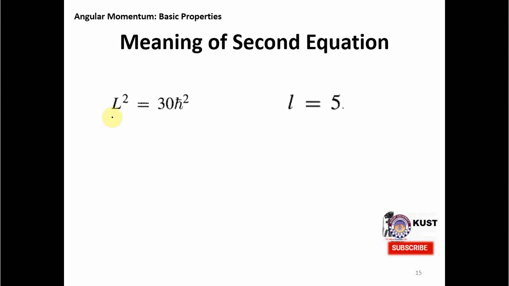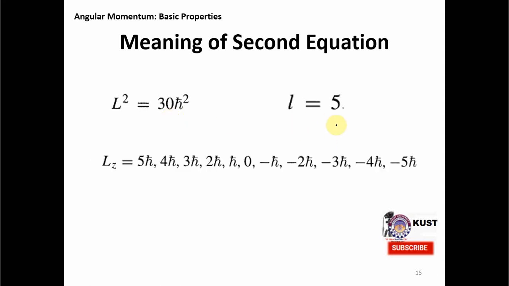Now we know that L square is equal to 30 h bar square and L is equal to 5. Then what is the value of m, that is the second integer? We know that it ranges from minus L to plus L, and so with L equal to 5, this will be 5 h bar, 4 h bar, 3 h bar, 2 h bar, 0, and so on. So these are actually 11 values. It means that for L equal to 5 we can have all these possibilities.